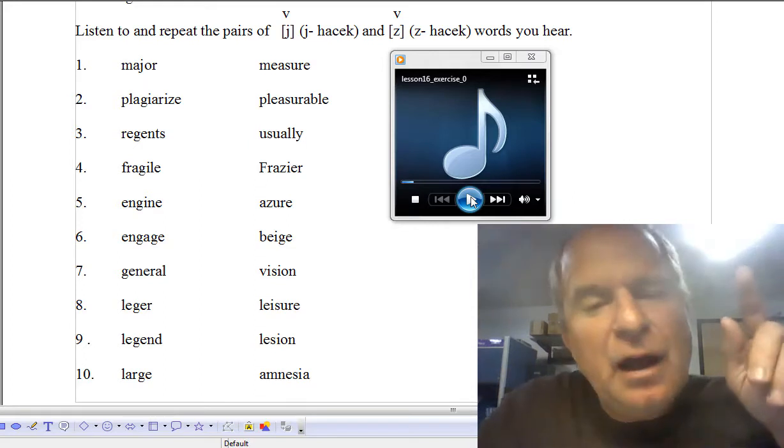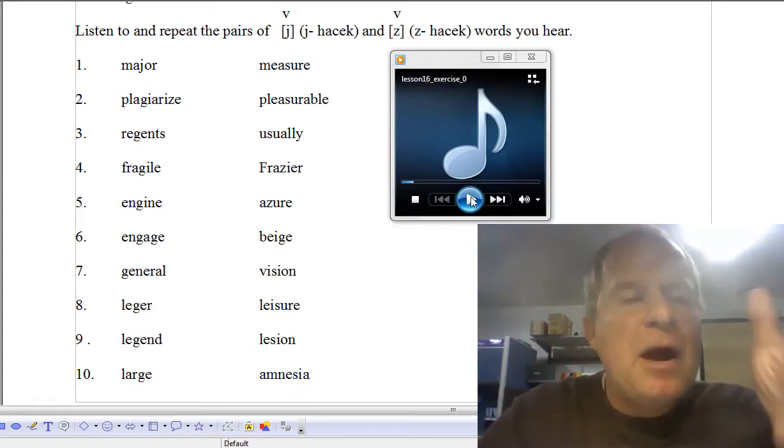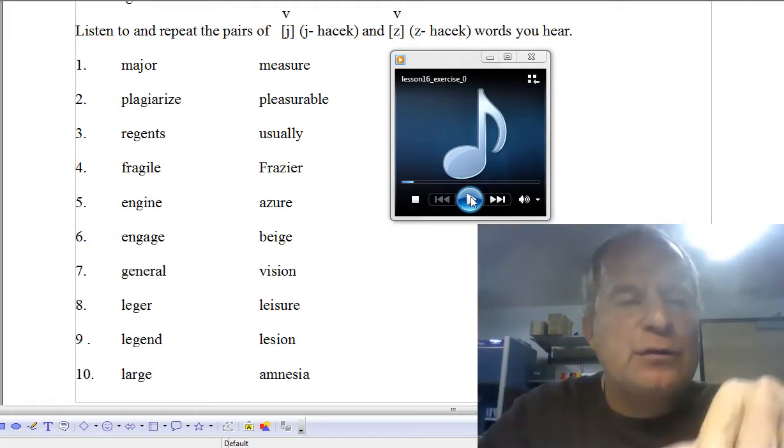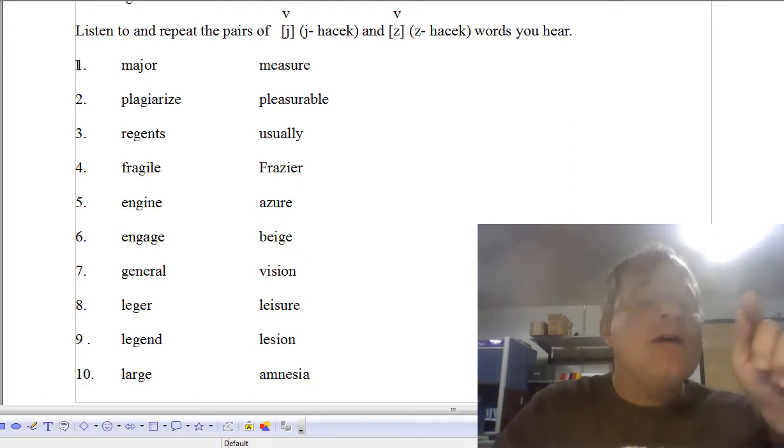Okay, so I'm going to say on this one, absolutely not. You have not mastered these two sounds, unfortunately, right? So let's practice together one more time.